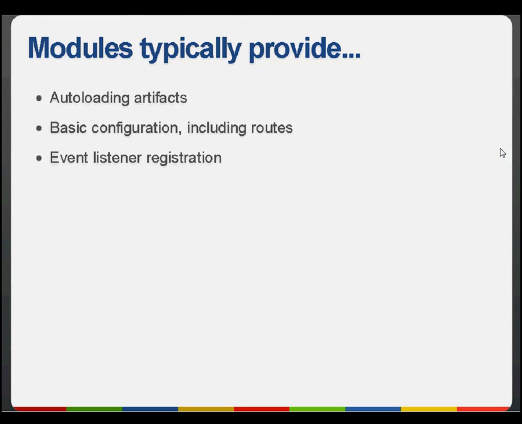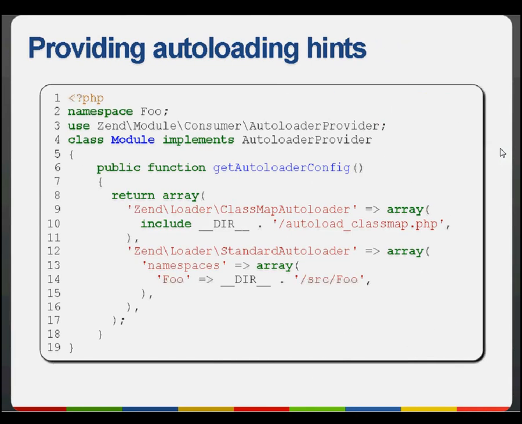So providing autoloader hints. This is pretty easy. Basically, there's an interface called the AutoloaderProvider under Zend ModuleManager, and that defines a single method that you need to implement within your class, and that's getAutoloaderConfig. Now, something that we've done within the autoloaders in Zend Framework 2 is that we have an autoloader factory that accepts an associative array of autoloader names and their configuration. We've also made it so that as you pass more configuration to it, if it sees that it has loaded this autoloader before, it simply adds the configuration to that existing autoloader.